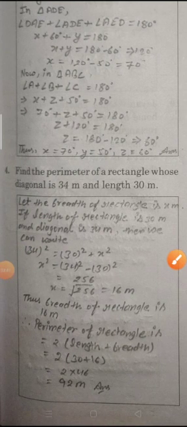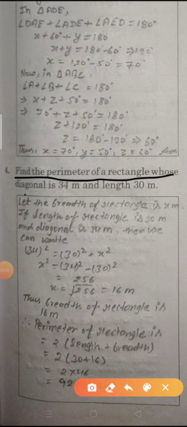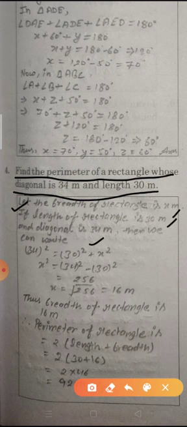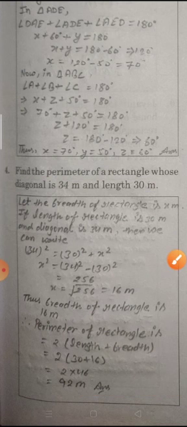Question number 4 is: find the perimeter of a rectangle whose diagonal is 34 meters and length is 30 meters. So let the breadth of the rectangle be x meters. The length of the rectangle is 30 meters, the diagonal is 34 meters given. Then we write 34 square equals 30 square plus x square. We subtract 30 square from 34 square, then 256. The root of 256 is 16 meters. The breadth of the rectangle is 16 meters. So the perimeter of the rectangle is 2 multiply L plus B, 2 multiply 30 plus 16. So 30 plus 16 is 46, multiply 2 is 92 meters.